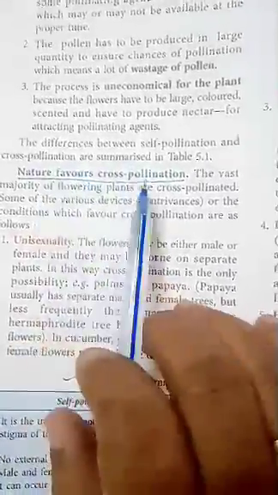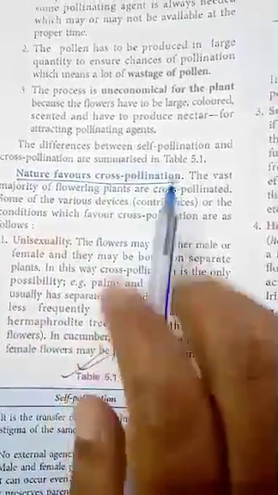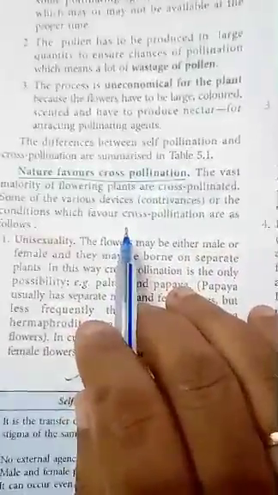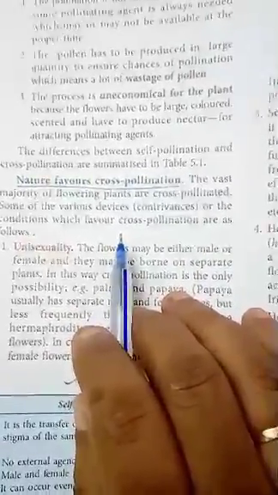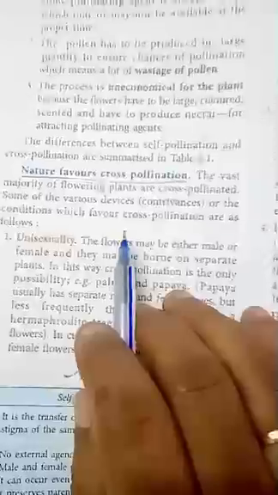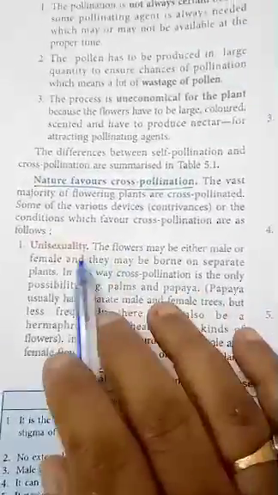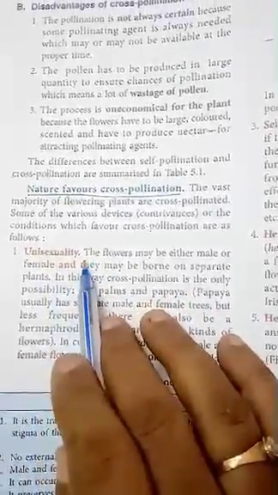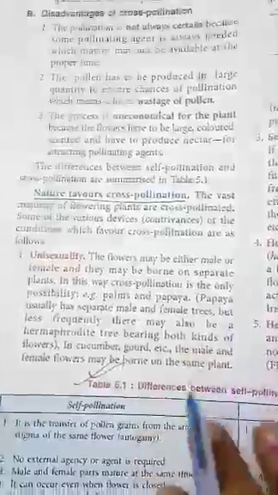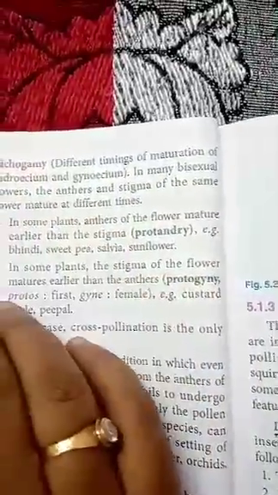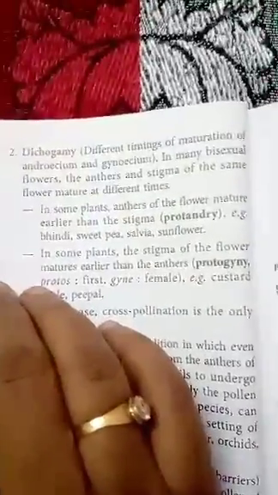Now, the next topic is nature favors cross pollination. What does that mean? Nature by itself develops some features in flowers so that they can only undergo cross pollination. What are they? Number one, unisexuality. If a flower is unisexual, there is no chance of self pollination. Number two, dichogamy, where the male and the female gametes mature at different times. So again there is no chance of self pollination.